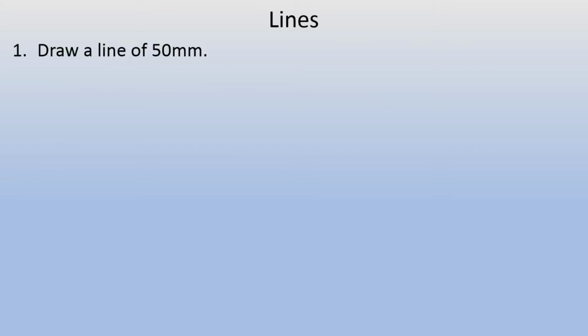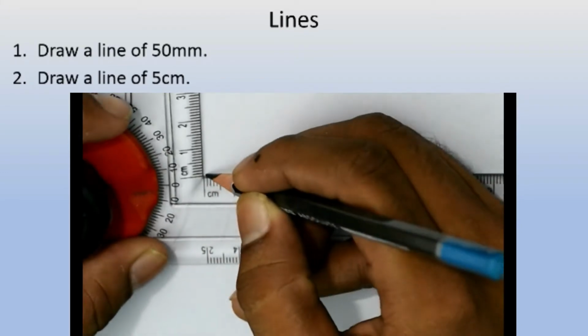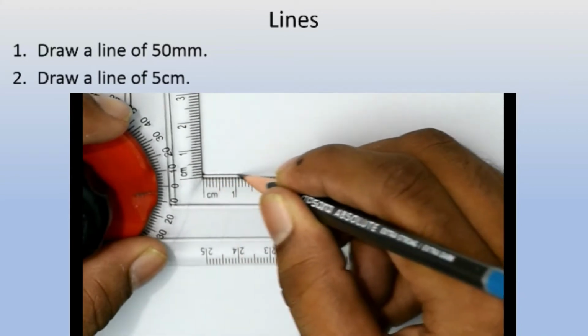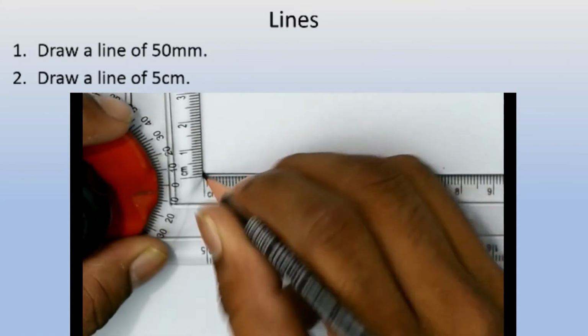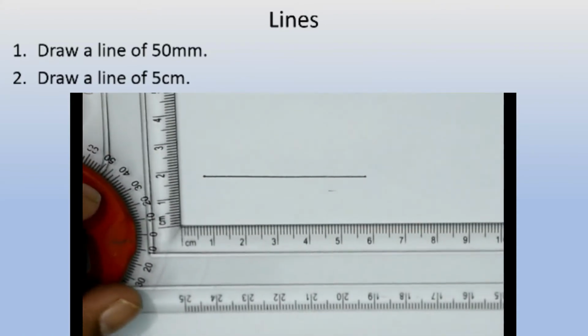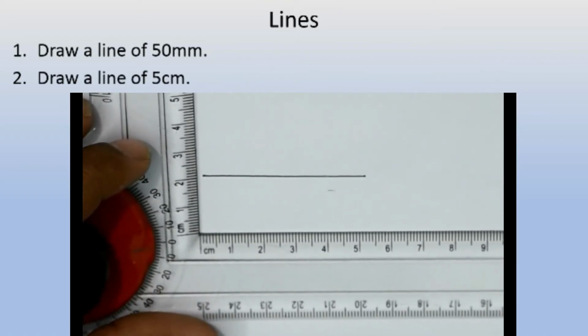Here I will draw a line of 50 mm. Mm means millimeter here, and the second question also draw a line of 5 centimeter. So we'll see first how to draw a line of 50 mm using the drafter. You can observe here 1 2 3 4 5, these are centimeters. So the small divisions are mm. So from 1 to 5, if I take, this is going to be 50 because every one division is 10 mm. So this is a 50 mm line. This is our first line of 50 mm. I hope you have seen that.